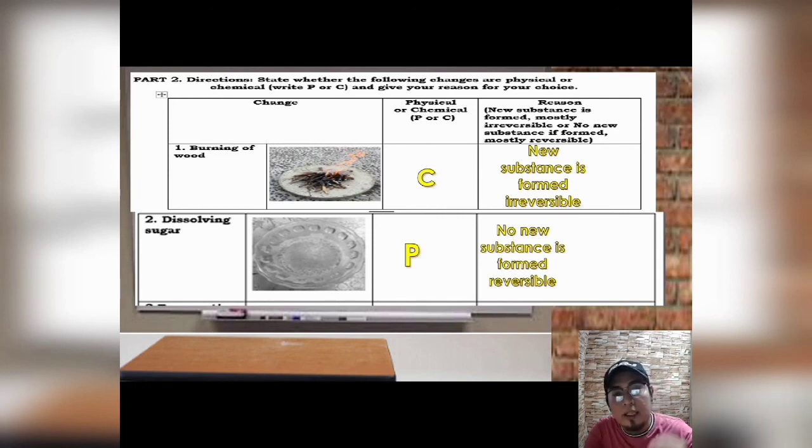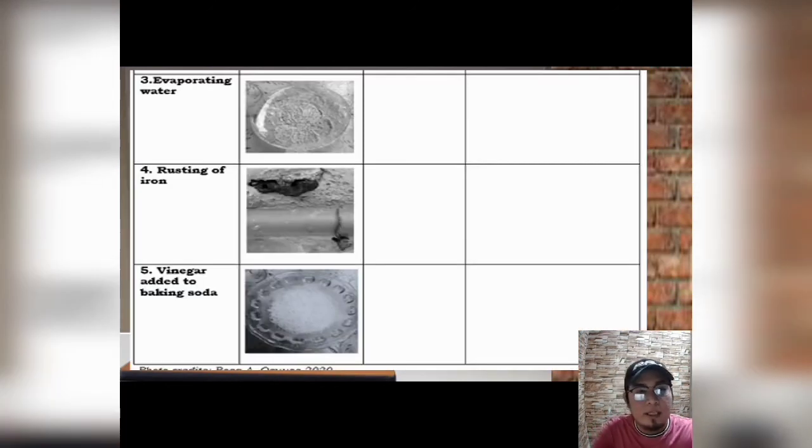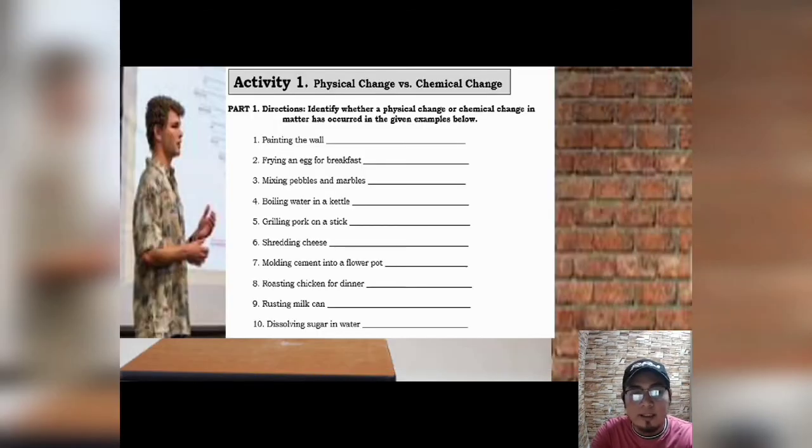Okay, it's up to you to do the next activity. Okay, evaporating water. So, kung napanood yung video kanina, meron yan. Rusting of iron. Then, vinegar added to baking soda. Okay, now, another is, identify natin itong mga to. Painting the wall. Tingin nyo, ano siya? Physical, chemical. So, that is physical change.